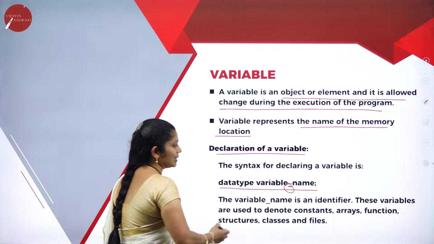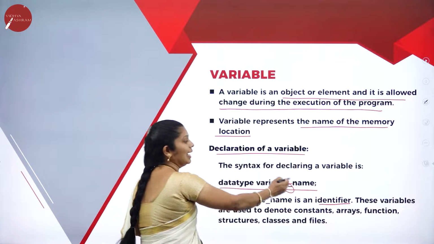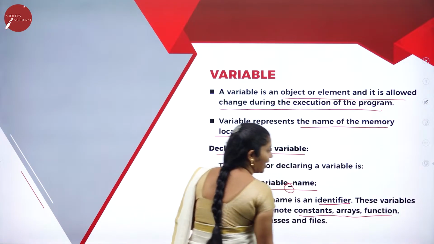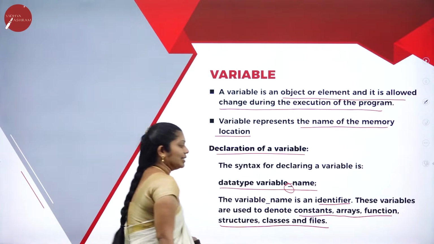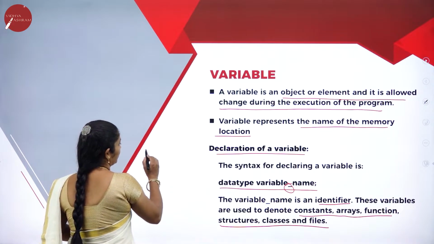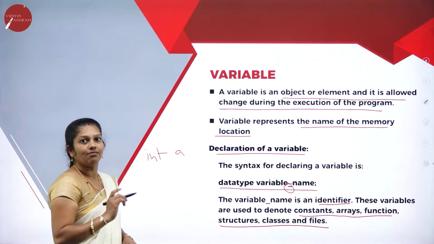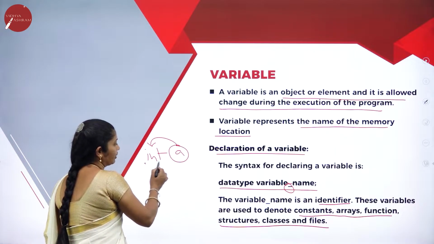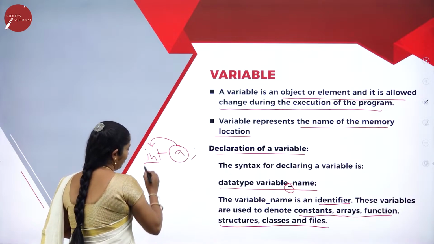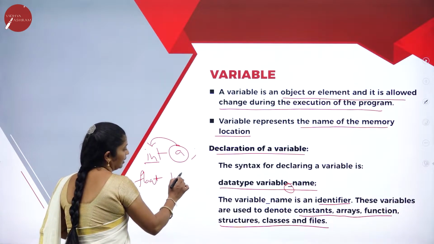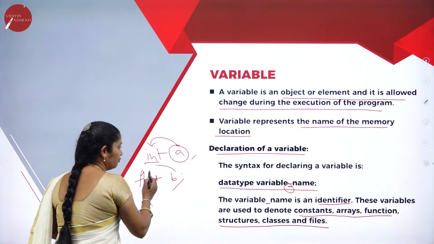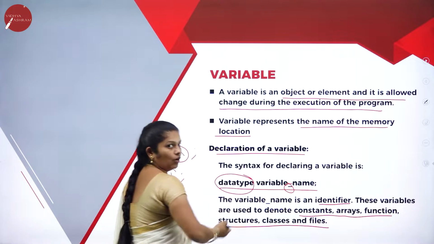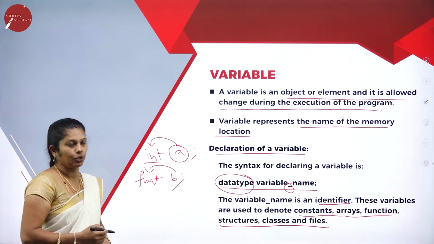A variable name is an identifier. These identifiers are used to denote constants, arrays, functions, structures, classes and files. For example, if I write int a, then a is a variable of type integer. It means that a will store a value of integer type. If I write float b, then b is a variable of type float. First we have to mention the data type, then the variable name, then at the end you have to put a semicolon.